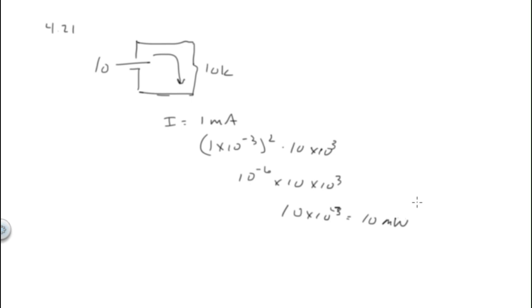And we answered 422. Now let's go to 423. We have a black box with a V Thevenin of 10 and an R Thevenin of 600 ohms. So 423: V Thevenin is equal to 10, and R Thevenin is equal to 600. Find the maximum load power.